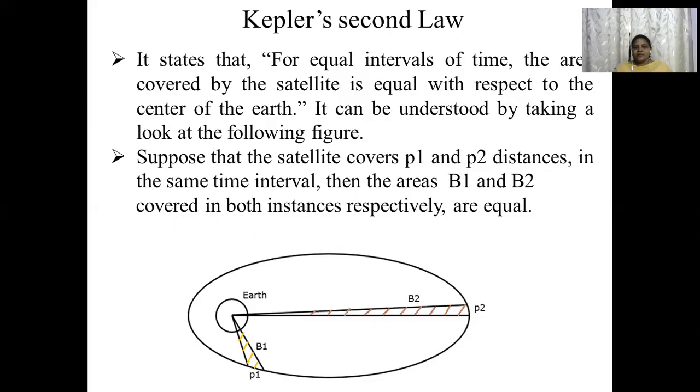So what is the definition of Kepler's second law? It states that for equal intervals of time, the area covered by the satellite is equal with respect to the center of the Earth. Suppose the satellite covers P1 and P2 distances in the same time interval, then the areas B1 and B2 covered in both instances respectively are equal. So the areas covered, B1 and B2, in these time instances are equal.